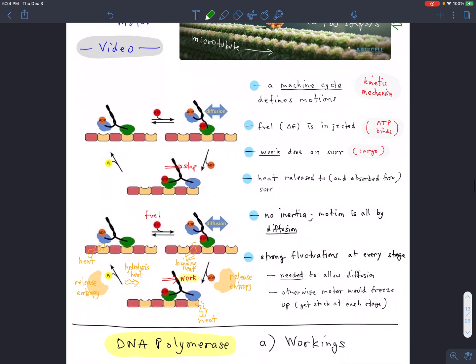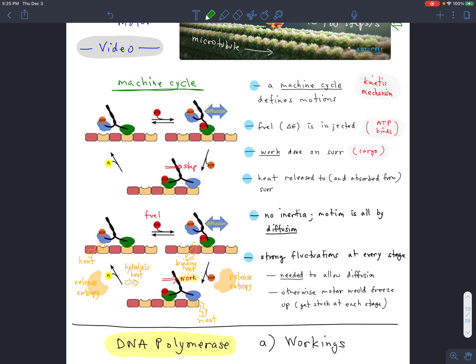What happens in that case? Well, look what the machine cycle looks like in that case. It's a kinetic mechanism. That's what this picture is showing us. So the mechanism of a molecular machine, the kinetic mechanism of a molecular machine, is the machine cycle. And we'll see that again. We saw that when we went through it the first time. We'll see it again in a minute when we're talking about the DNA polymerase.